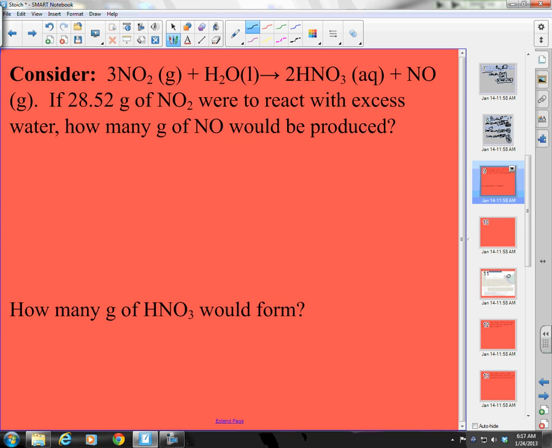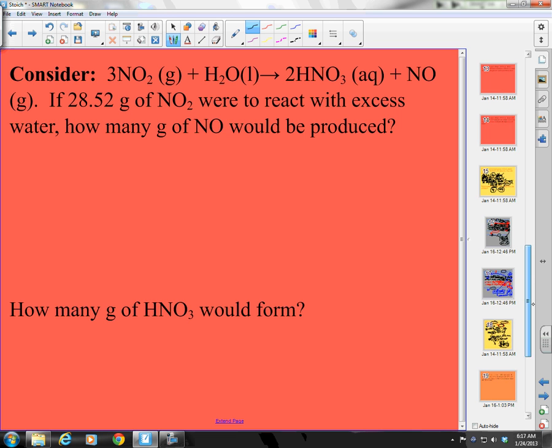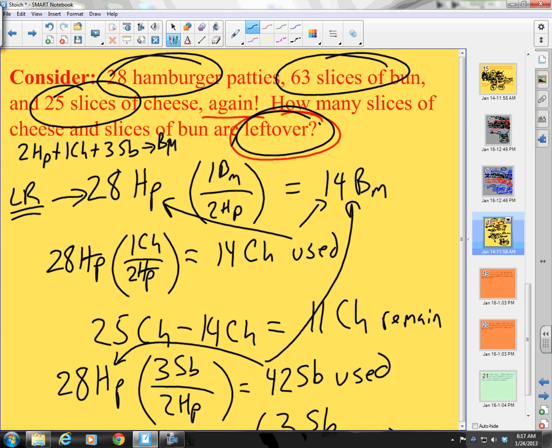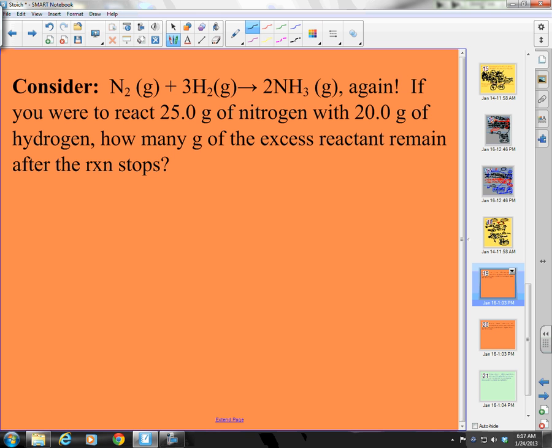In stoichiometry, when they ask us about how much excess reactant remains, that's exactly what we did with our Big Macs. I've got nitrogen and it reacts with 3 hydrogens to form 2 ammonias. We've seen that before. If you were to react 25 grams of nitrogen with 20 grams of hydrogen, how many grams of the excess reagent remains?